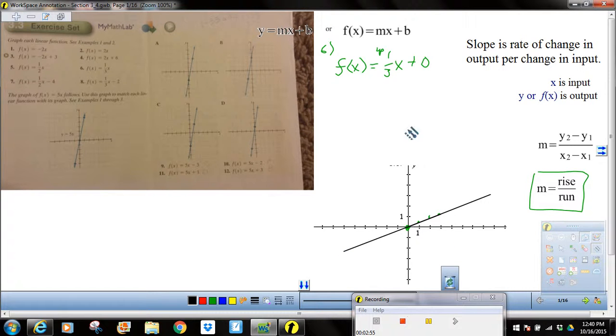And there's the graph. Notice this one's not as steep as a lot of the others, and that's because its slope was just a fraction. It was less than 1. But it was still greater than 0, and so that's why it's a positive slope.